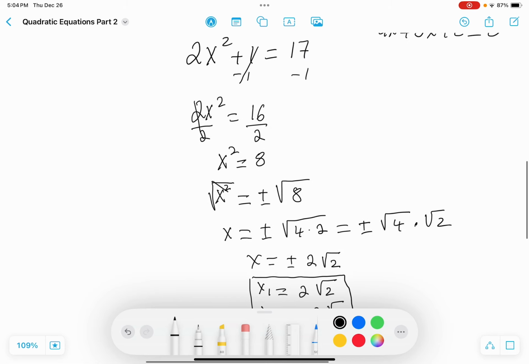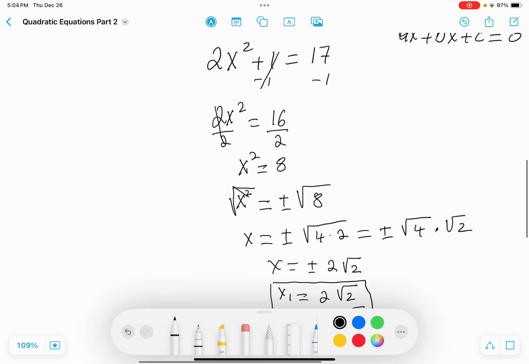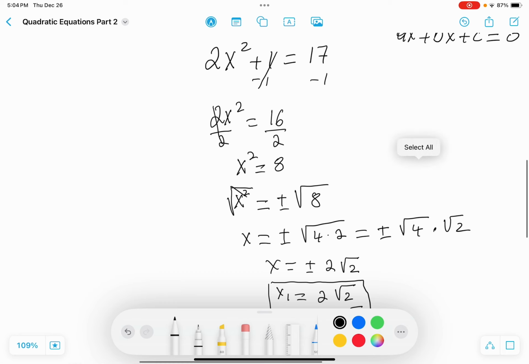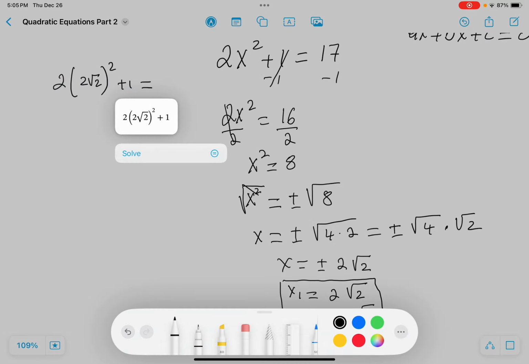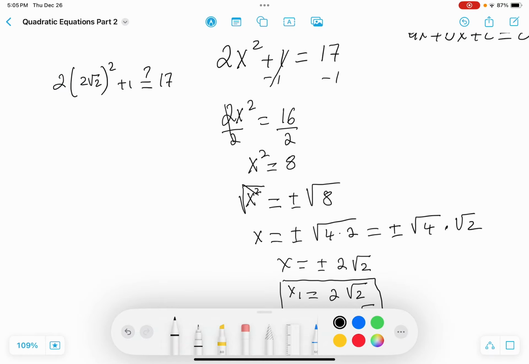Now, I'm not sure if these are correct. Let's try to substitute the solution into the original equation and see if I can make the left side equal to the right side. Then my solution will be correct. So instead of x, I'm going to plug in the first solution. So I have here on the left 2 times x, which is 2 square root of 2, squared, and then plus 1 has to equal 17. Is that correct? I don't know.